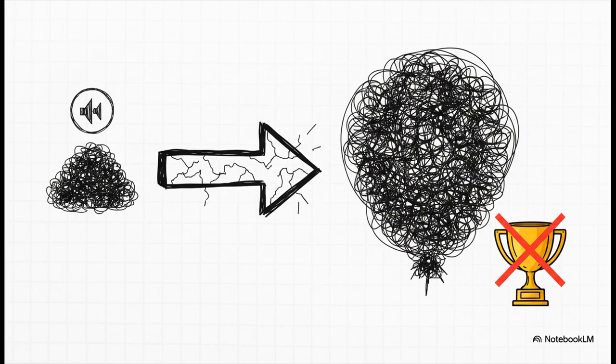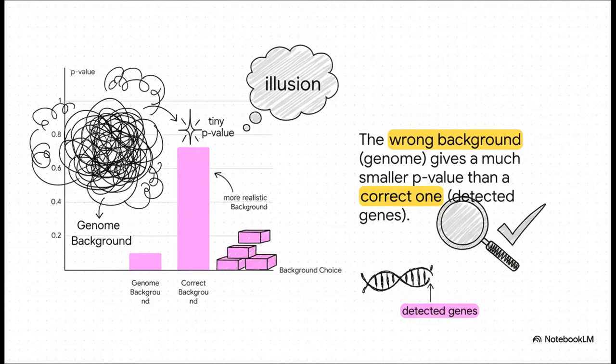It's basically a machine for generating false positives. And this chart shows it perfectly. Just remember, in science, a tiny p-value is what we look for. It suggests a result isn't a fluke.